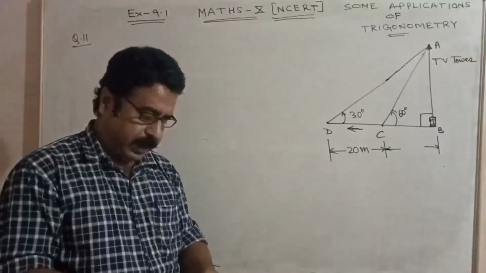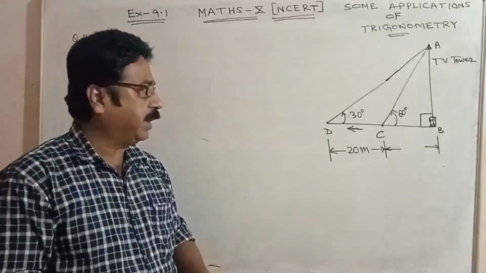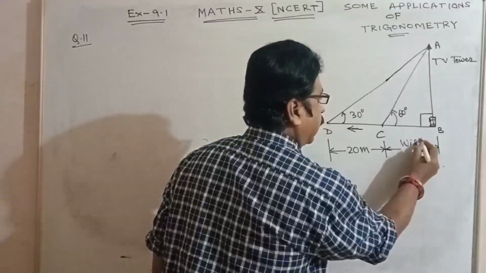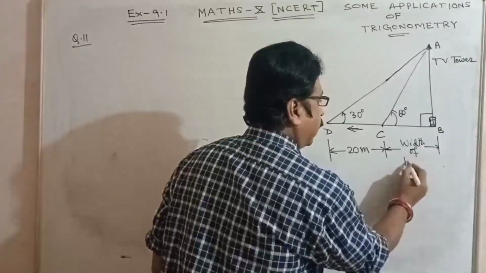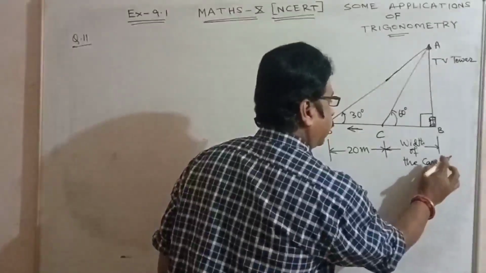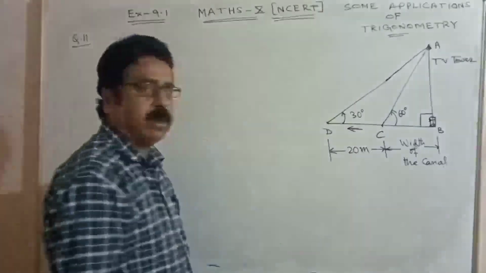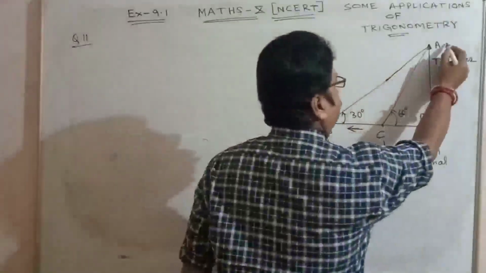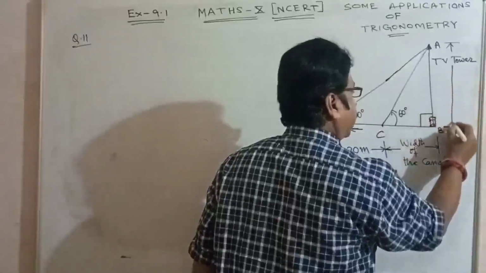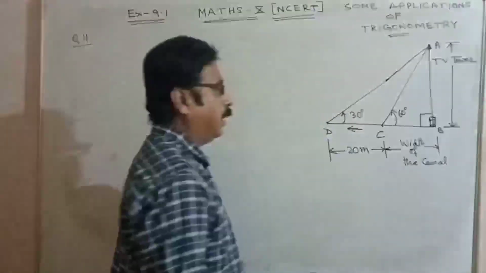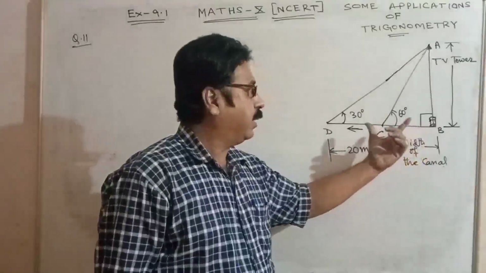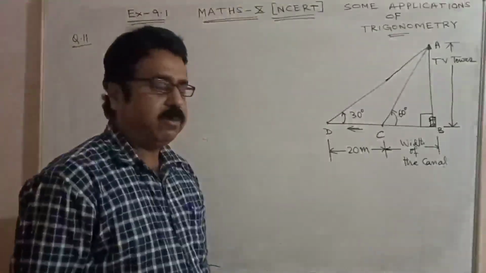We have to find the height of the tower and width of the canal. This is the width of the canal. Two things we have to find. This is the height of the tower, and AB is the height of the tower. BC is the width of the canal. These two lengths we have to calculate.